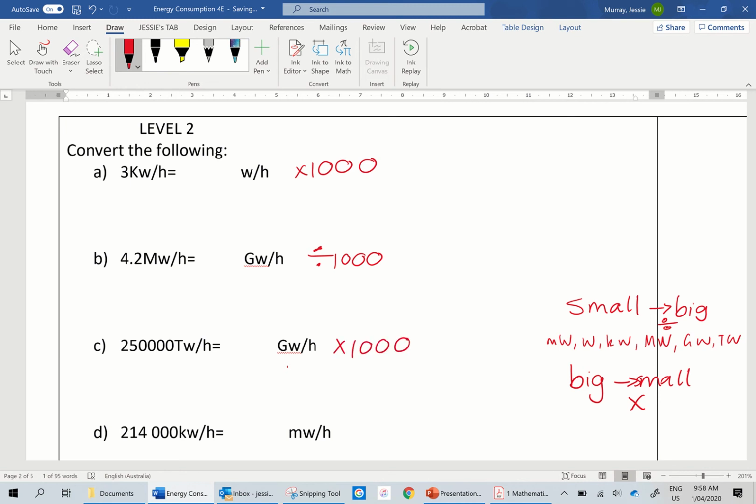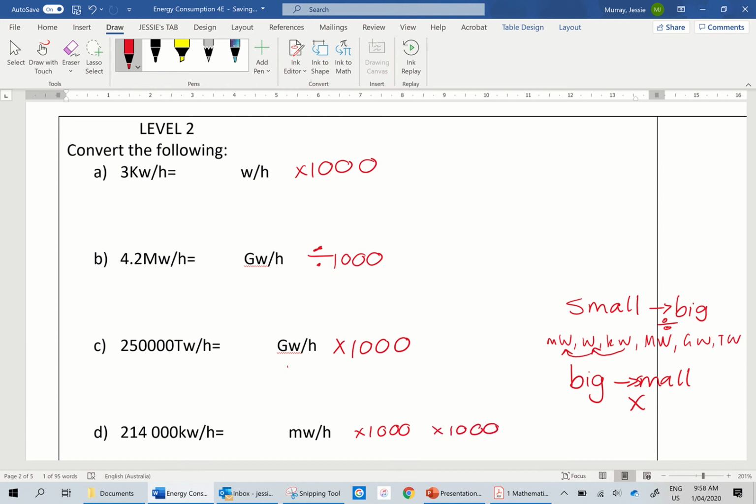Kilowatt hours to milliwatt hours. Interesting one. I've jumped 2. So I'm going from a big to a smaller one, but I'm jumping twice. So I'm going to have to, big to small, I times by 1000. But then I must times by 1000 again.